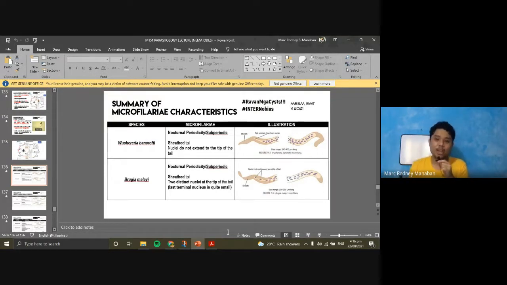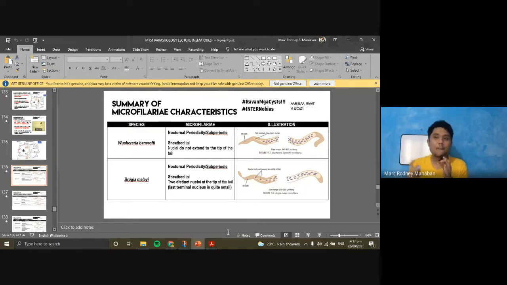Alright. Next, you have Brugia. Brugia malayi is also sheathed, like Wuchereria. But very important is that at the tip of its tail, it has two nuclei. Alright? And there's a bulge around the nuclei. So very important again, two nuclei at the tip of the tail.